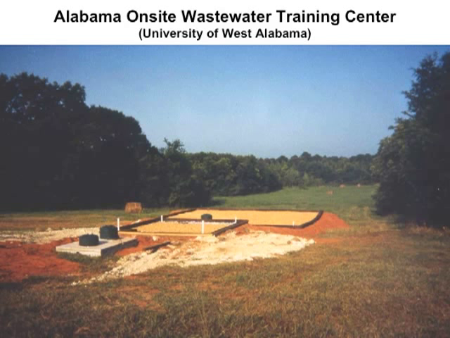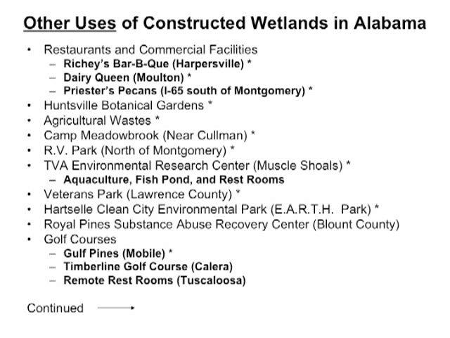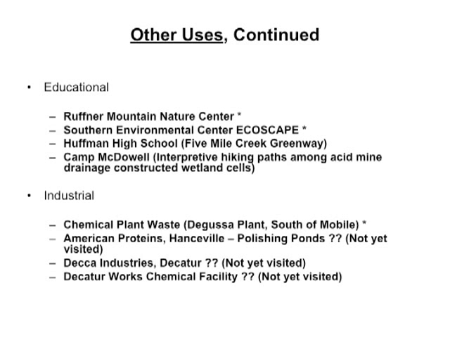Then we'll look at some other uses, a variety of other uses of constructed wetlands: agricultural, parks, golf courses, educational, industrial, and we're just seeing a part of these. There's even more out there than we can show today.